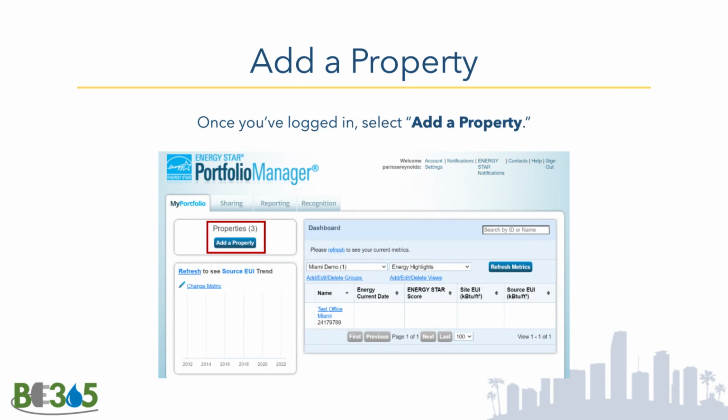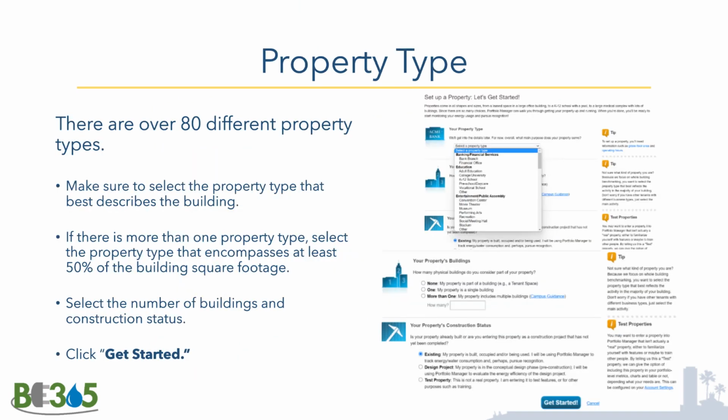The next page is going to ask you to select your property type. There are over 80 different property types listed in this drop-down menu, so make sure to select the property type that best describes your building. If there is more than one property type in the building, select the property type that encompasses at least 50% of the building's square footage. If there isn't a single property type that takes up at least 50% of the building's square footage, select Mixed Use as the property type. Next, select how many buildings are a part of your property and its construction status. Once this page is filled out, click Get Started.